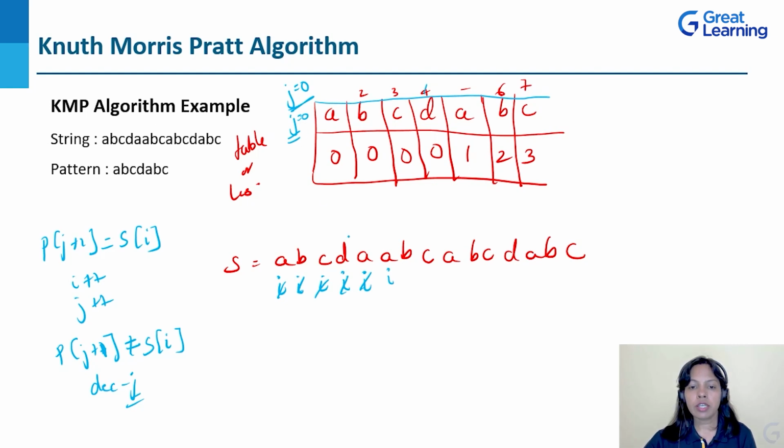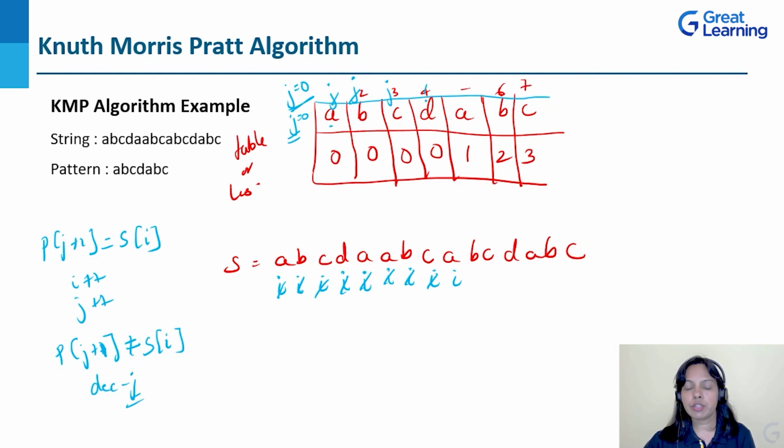Now again you have to compare this I with j plus 1. So j plus 1 is pointing at this place and I. They both are equal, right? So we'll increment I as well as we'll increment j. So j will now be pointing over here, right? Now j plus 1, that is B, will be compared with I. So j plus 1 B and this B is same, right? So both will be incremented. Now j plus 1, that is C, is equal to I, that is C, right? So again both the pointers will be incremented.